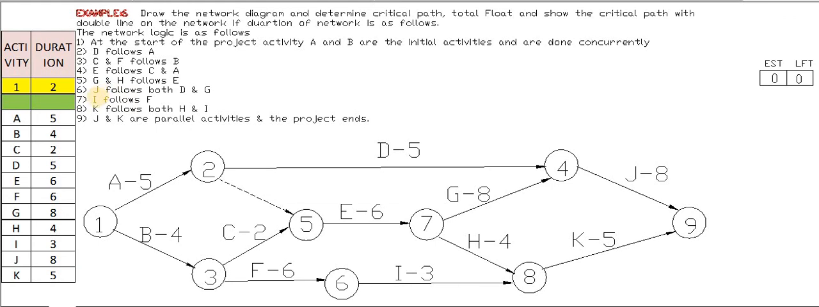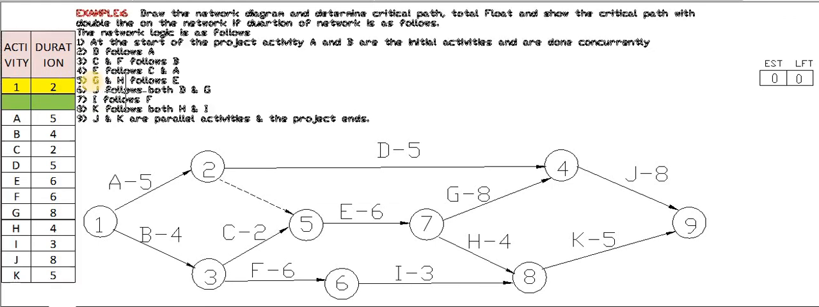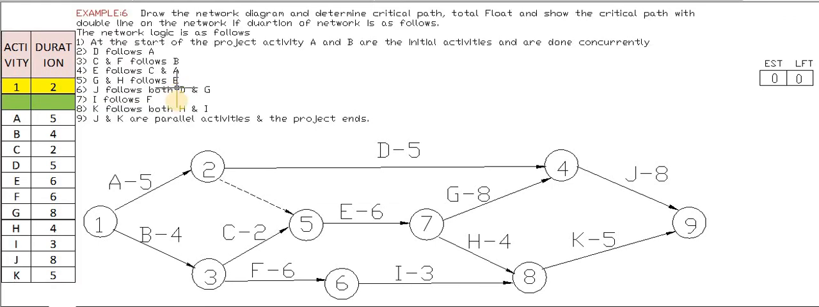Now what is the next serial number? Serial number 5 in this case is G and H follow E. That means only after completion of E, G and H take place. Yes, after completion of E, G and H take place. What about G? G has a duration of 8. Yes, it is correct. H has a duration of 4. That means serial number 5 is correct.